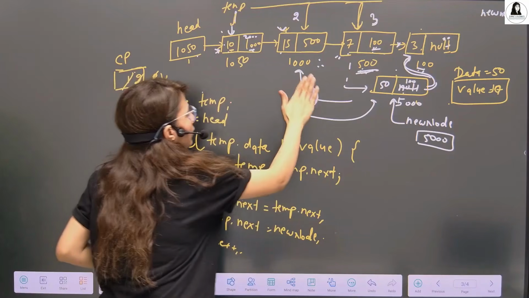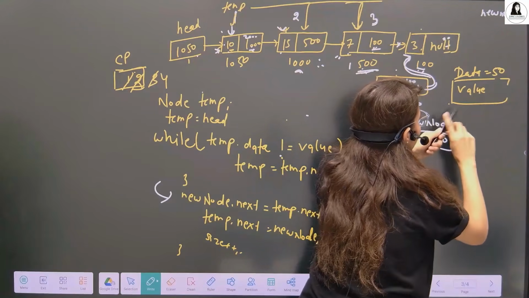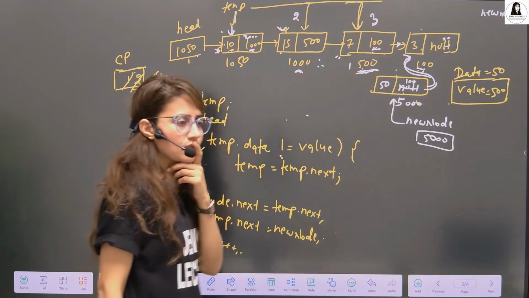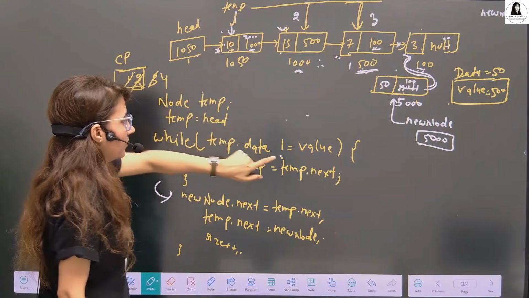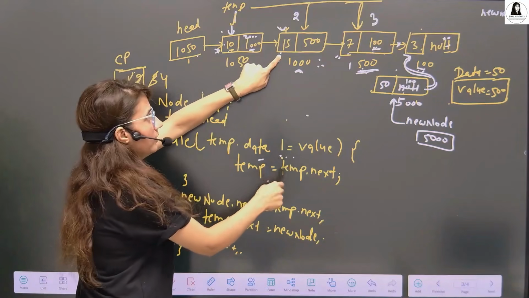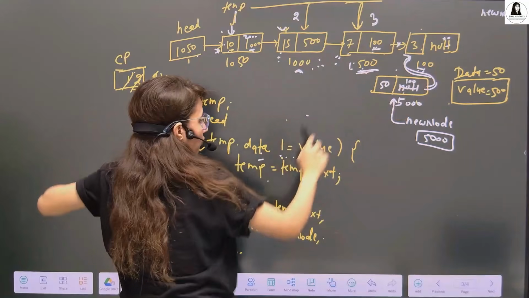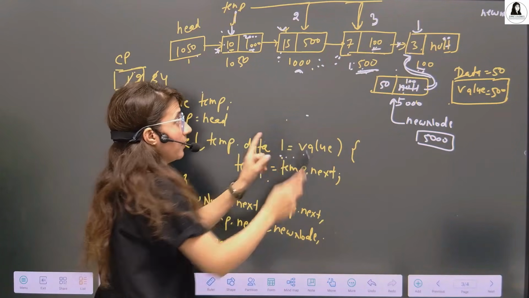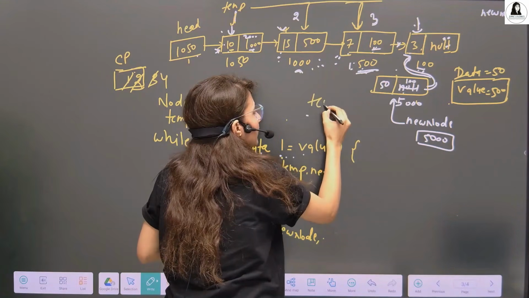Let's see if my value is not present in the list. Suppose my value is 500. Now what will happen? At first, temp is here. Is this condition true? No. Temp dot next, temp would be this. Is this condition true? No. Temp is equal to temp next. Is temp of data equal to value? No. Temp next, temp is here. Is this equal to value? No. Temp is equal to temp next. Now temp is equal to temp next means null. Now at last temp would be null.